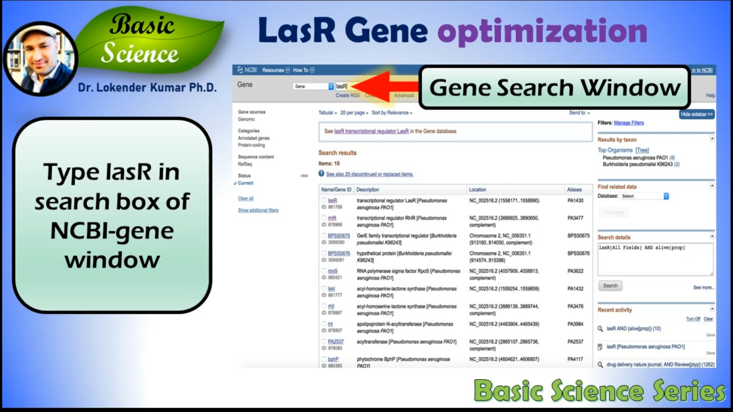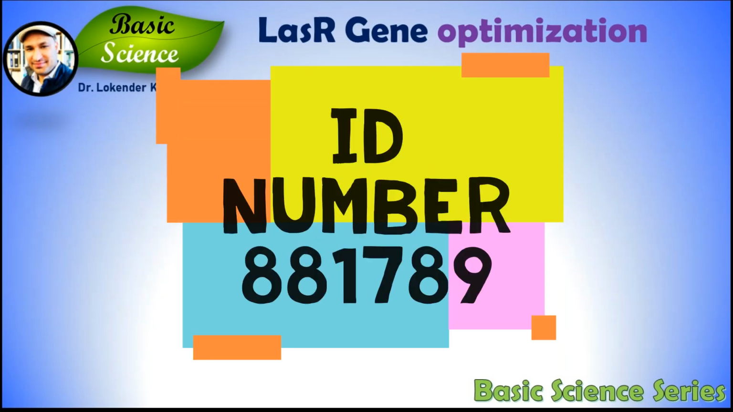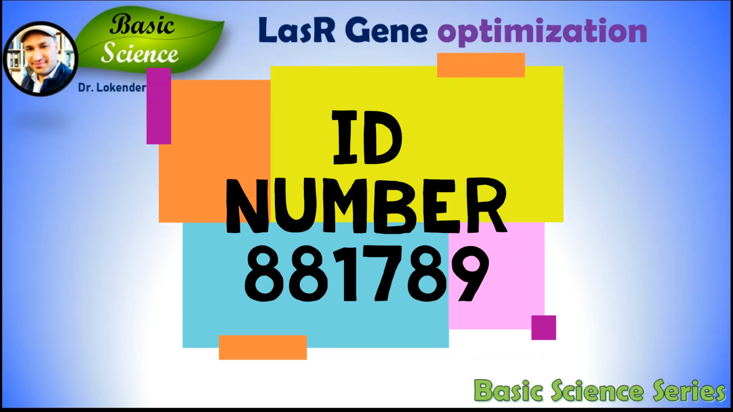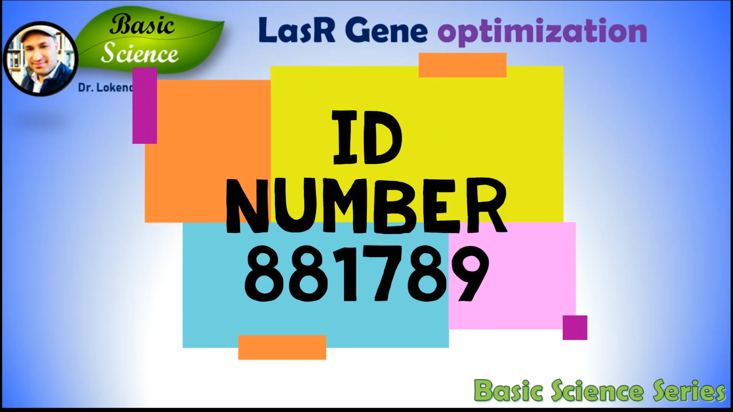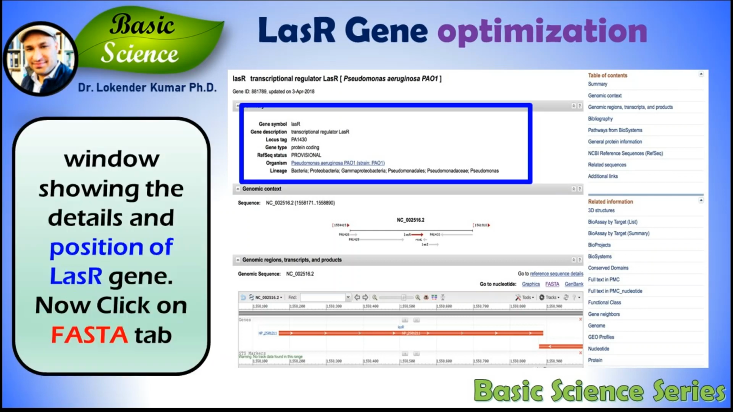After clicking the Search tab, you will see many results for LasR protein. Then choose on the basis of the particular strain that you are working with. For example, I am working with the PA1 strain, so I will choose the LasR protein of the PA1 strain, which has the ID number 881789. The ID number is very important, so always note down the ID number of your gene. After clicking the LasR tab, you should see the window showing the details and position of the LasR gene. The details of the gene are shown in the blue box.